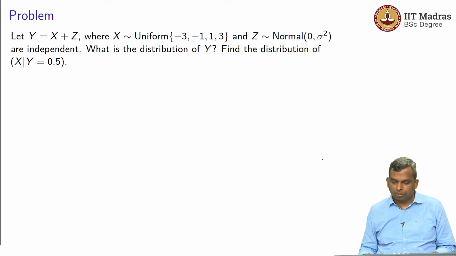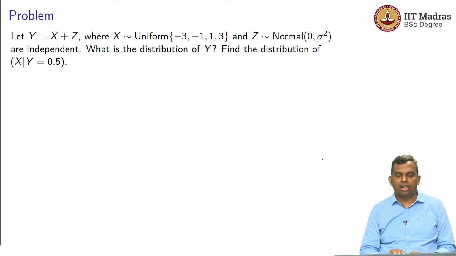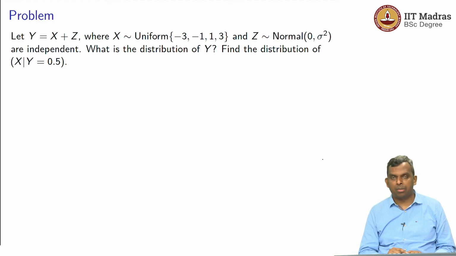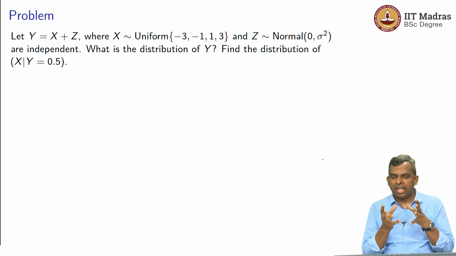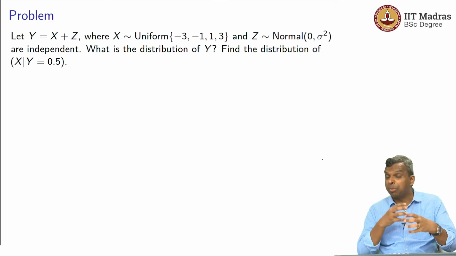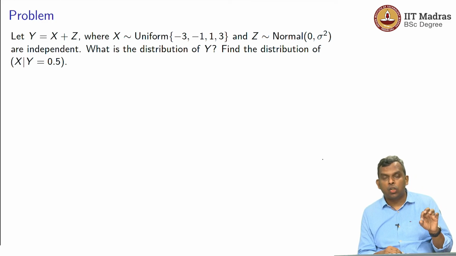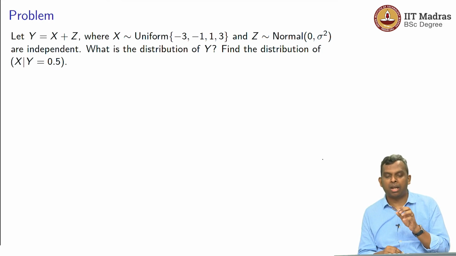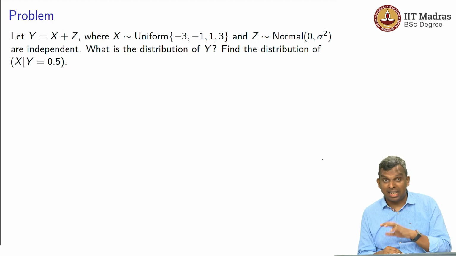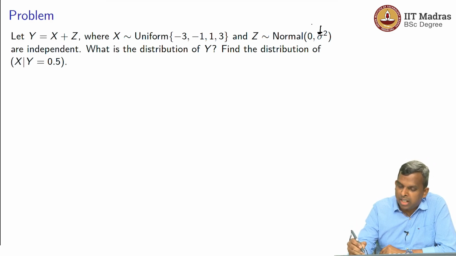So here's the last problem in this sequence that I'm doing for you. Slightly different. Here again you have a discrete random variable and a continuous random variable, but I'm not going to directly give you the conditional density. I'm going to give it indirectly in terms of a relationship involving the random variables. I'm defining a random variable Y to be equal to X plus Z. X is a discrete random variable, uniform on minus 3, minus 1, 1, 3, and Z is a normal random variable with mean 0 and variance sigma square.